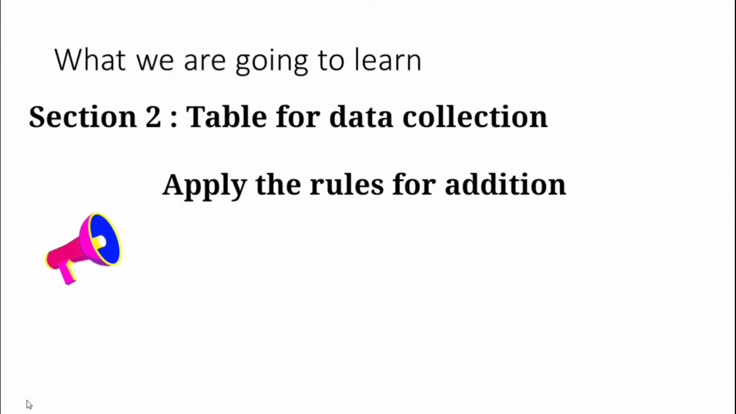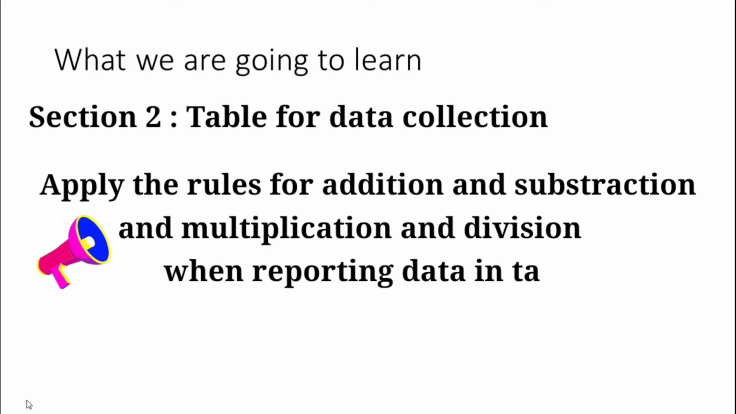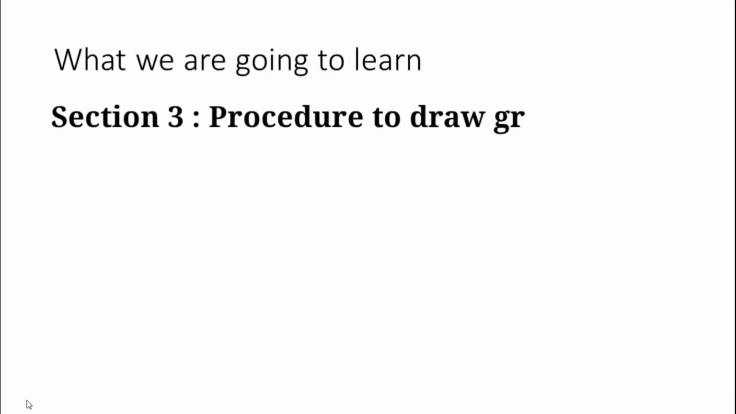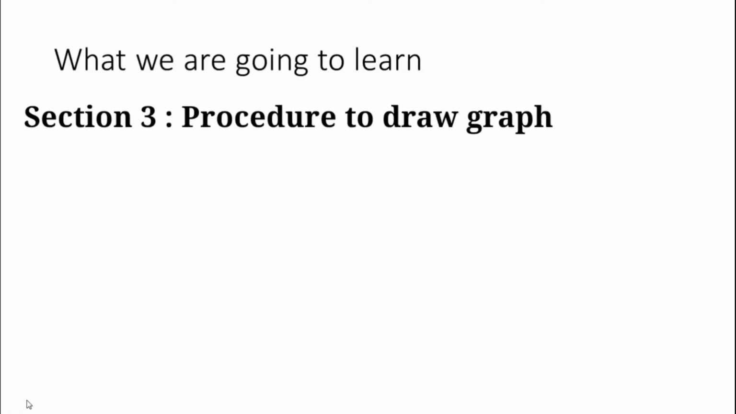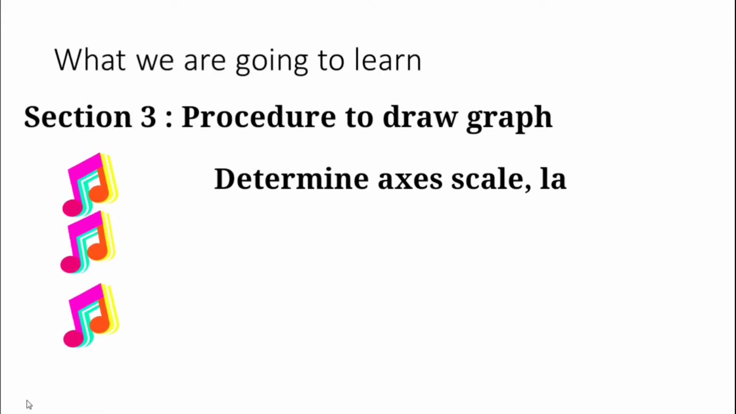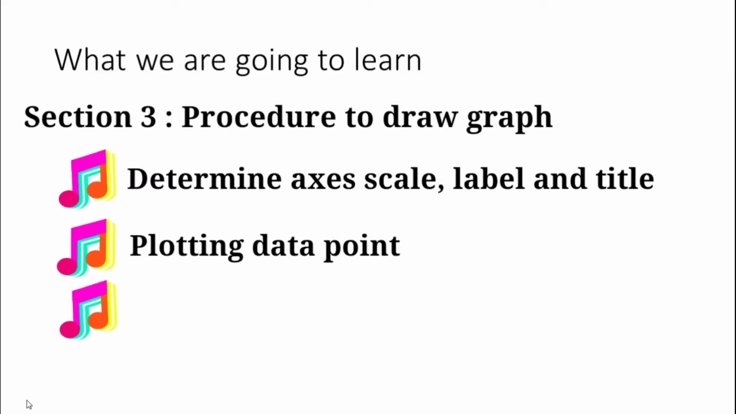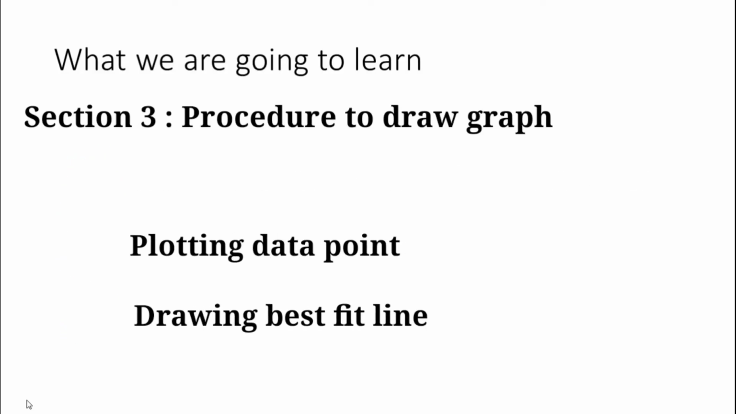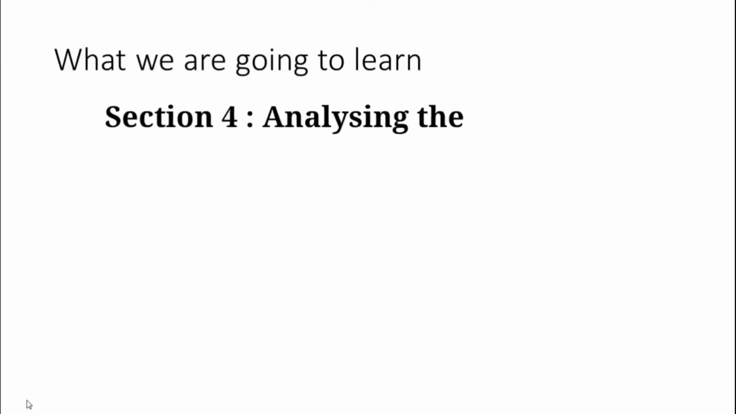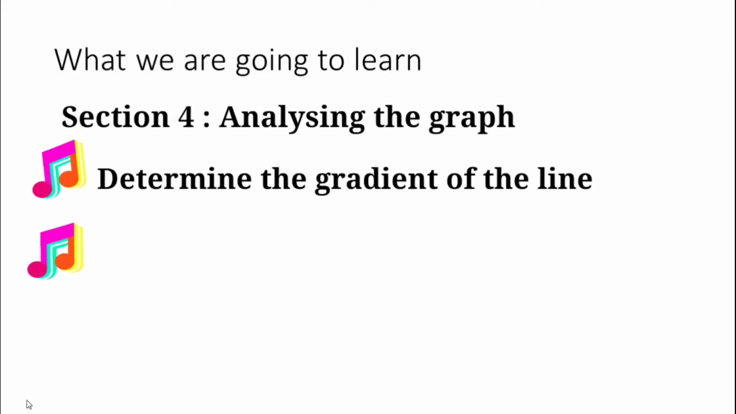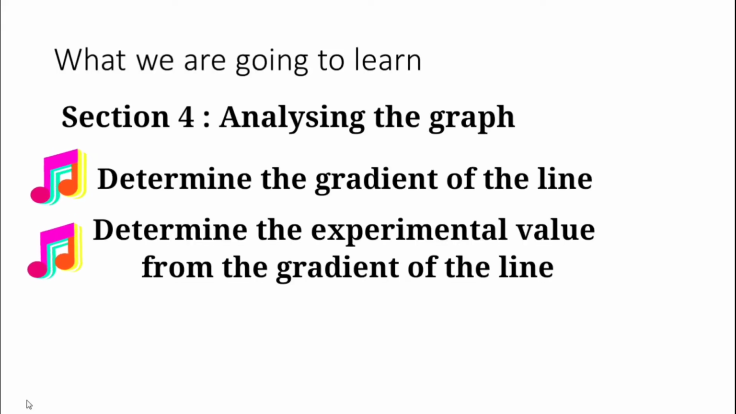We are going to apply the rules that we have learned in the first section when reporting the data in the table. And then we are going to look at the procedure to draw the graph, which involves the procedure to determine the axis scale, axis label, and title, plotting data point and drawing the straight line. And in the fourth section, we are going to look at how to analyze the graph. In this section, we will be looking at how to determine the gradient of the line and how to determine the experimental value from the gradient of the line.